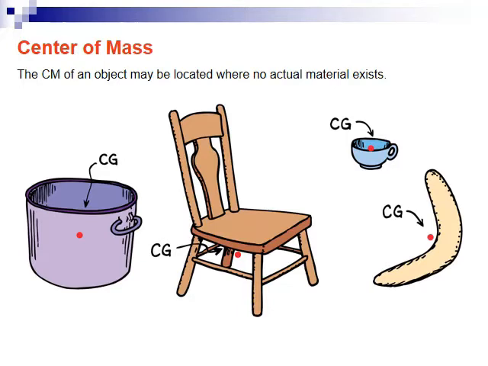It turns out the center of mass of an object may be located where no actual mass exists, such as these examples right here. Or if you had a donut-shaped object like this, where would the center of mass be? It would be exactly in the middle, where there is no material.